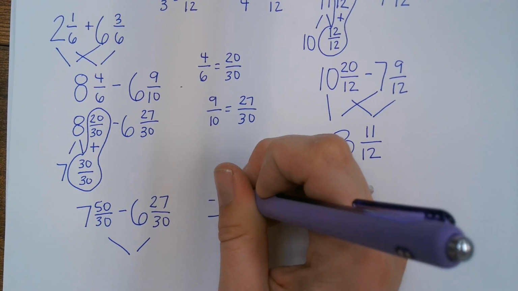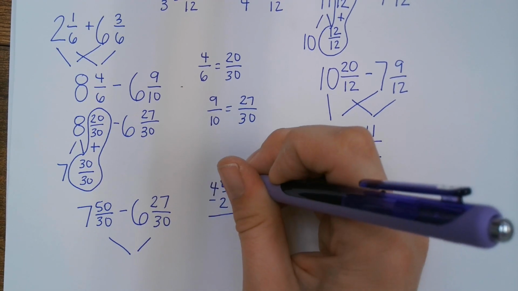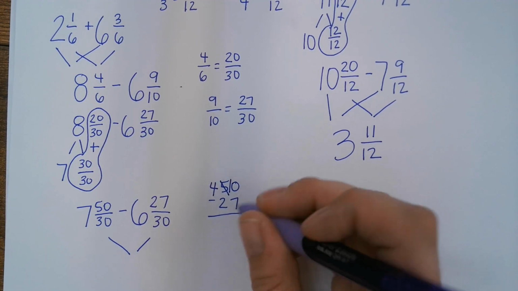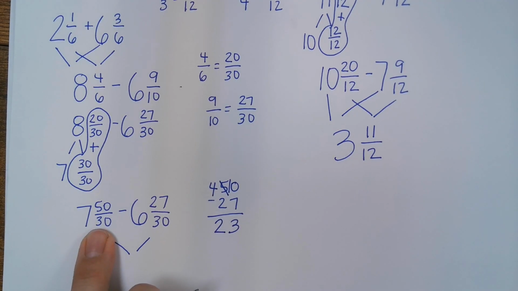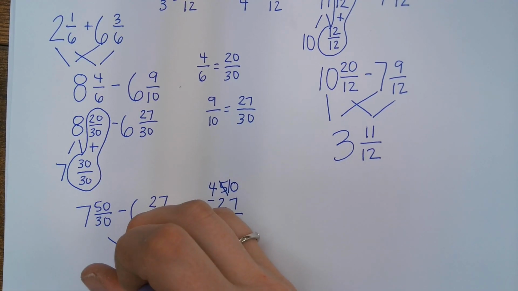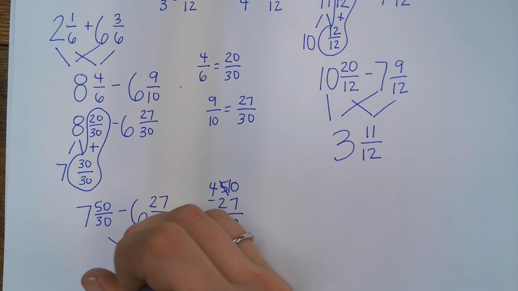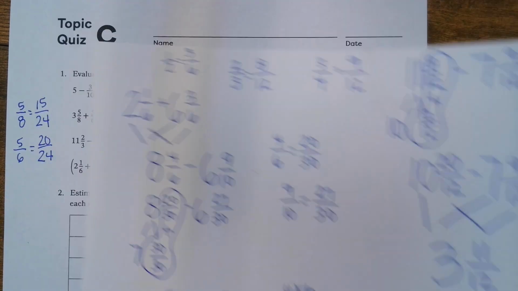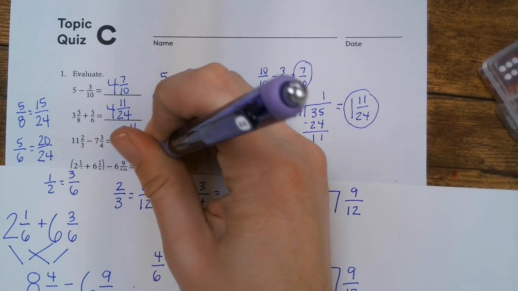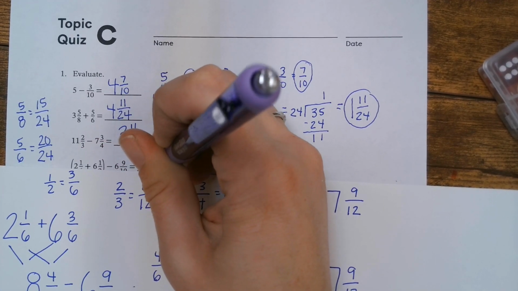So we have to jump over and borrow a 10. So my 5 jumps to 4. My 0 becomes a 10. 10 minus 7 is 3. 4 minus 2 is 2. So 50 30ths minus 27 30ths is 23 30ths. That's proper, and I'm ready to move on. 7 minus 6 is 1. So my answer is 1 and 23 30ths.